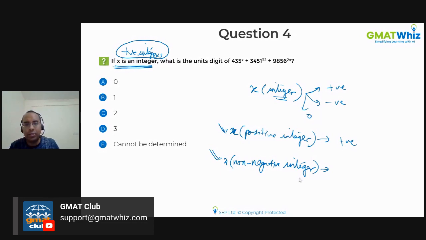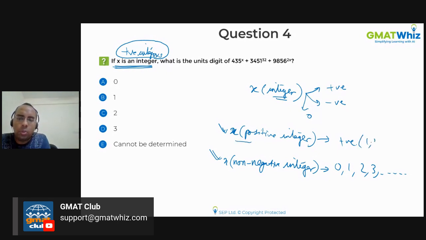So see, you understand this. It's only that you sometimes subconsciously don't apply it. So you know, non-negative includes 0. So it's 0, 1, 2, 3, 4, and so on and so forth till infinity. And positive numbers start from 1. So 1, 2, 3, 4, and so on, right?